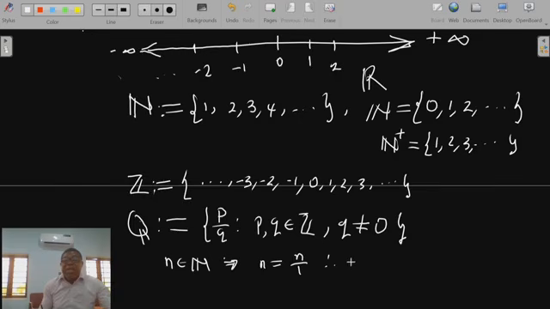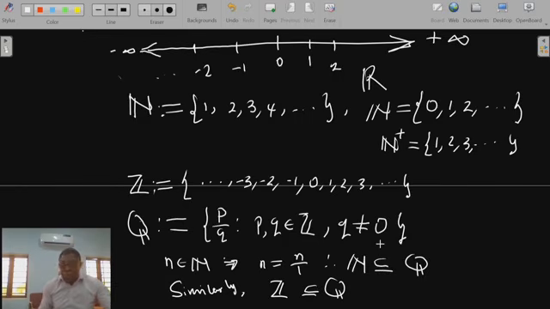This therefore means that the set of natural numbers is a subset of the set of what? Of rationals. Similarly, Z, the set of integers, is also a subset of rationals. But importantly, we must note that the inclusion here should be a strict inclusion, in the sense that the set of natural numbers is properly contained in the set of rationals, and the set of integers is properly contained in the set of rationals also.